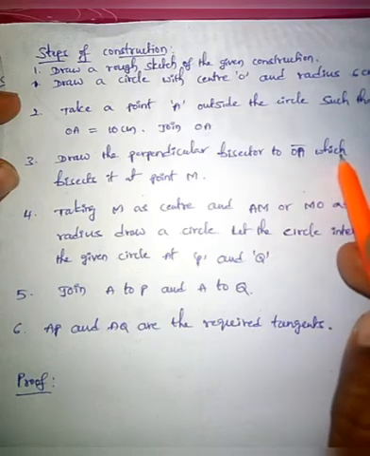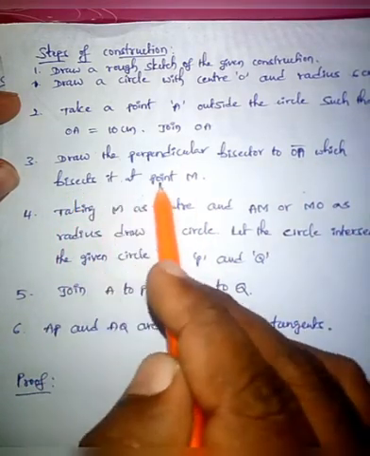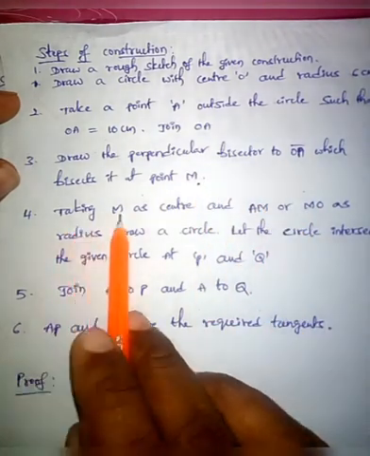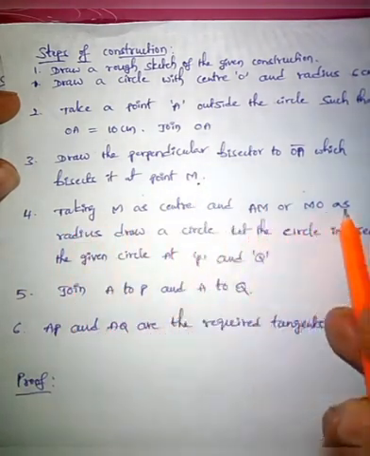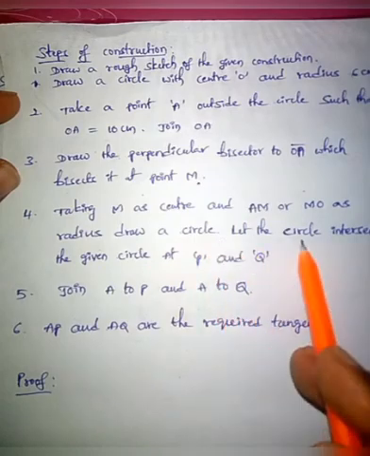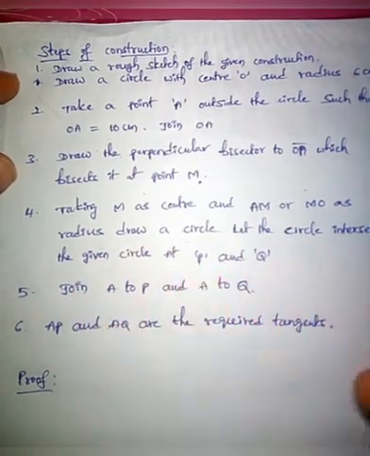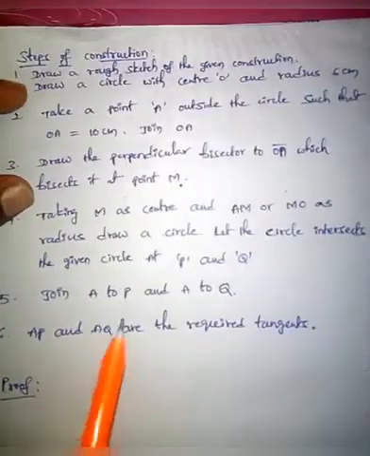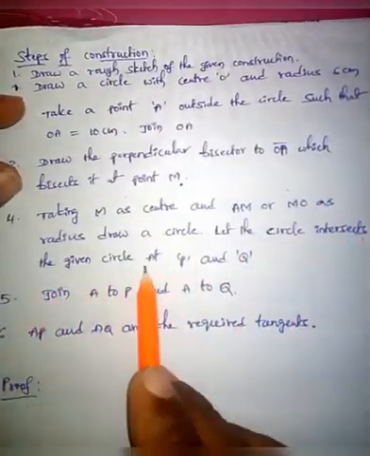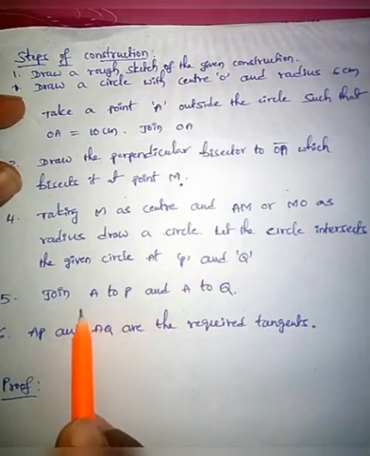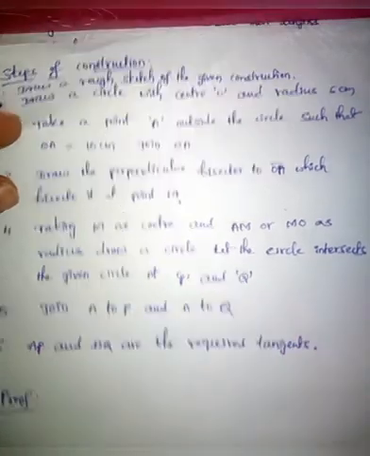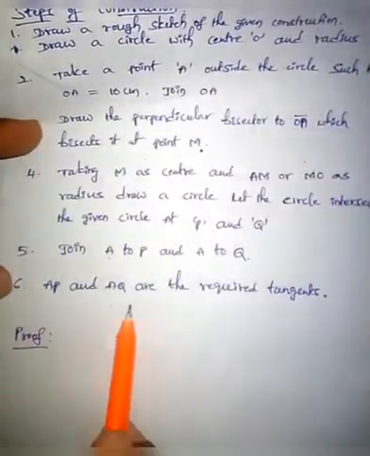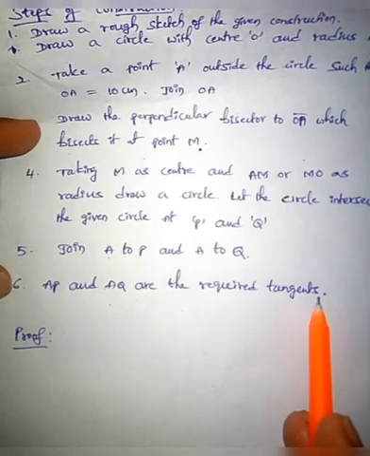That perpendicular bisector bisects the given line at point M. After that, taking M as center and AM or MO as radius, draw a circle. Let the circle intersect the given circle. So the second circle intersects the given circle at points P and Q. I mentioned here, let the circle intersect the given circle at P and Q. And after that, join A to P and A to Q. AP and AQ are the required tangents.